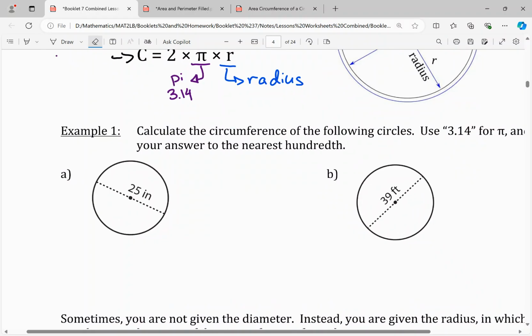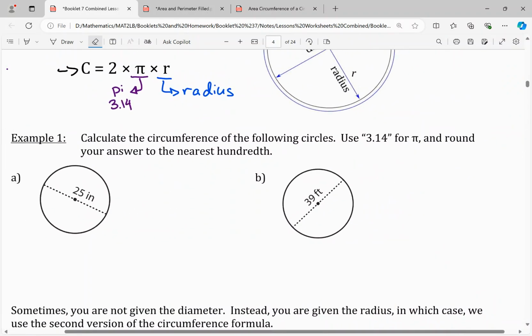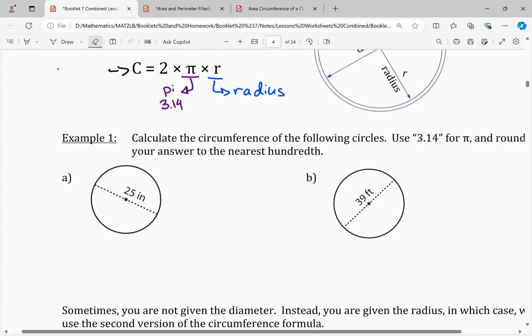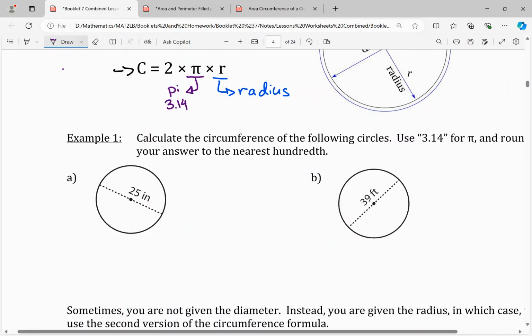Okay, let's take a look at example 1. Calculate the circumference of the following circles. Use 3.14 for pi and round your answer to the nearest hundredth. So, as I mentioned earlier, in this example, we are given the diameter. So I'm going to write d equals 25.